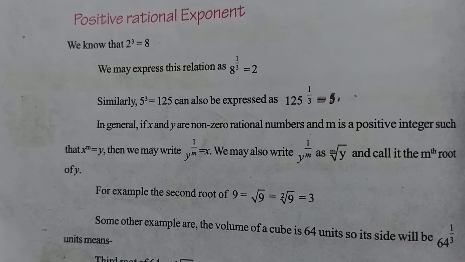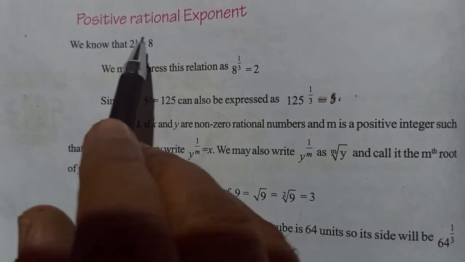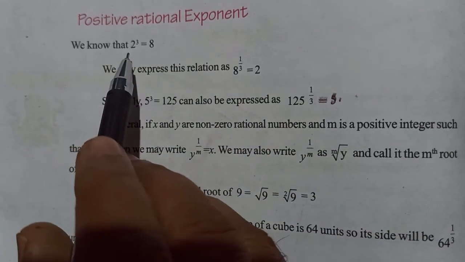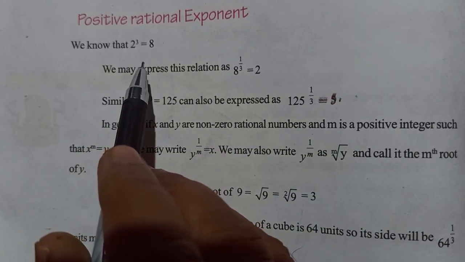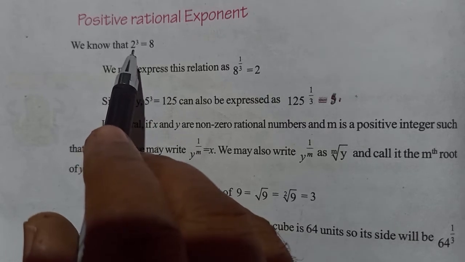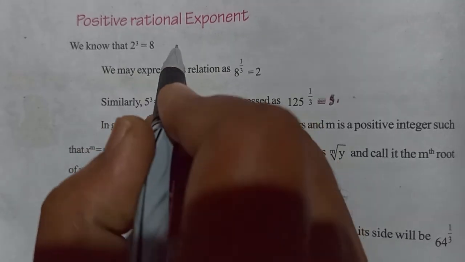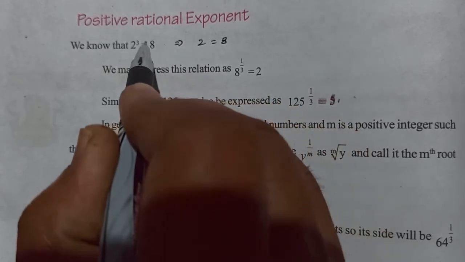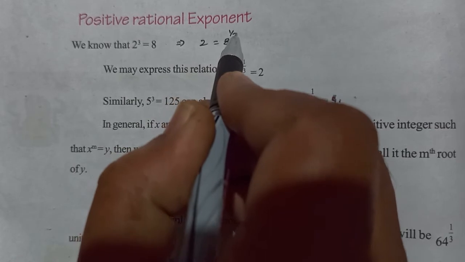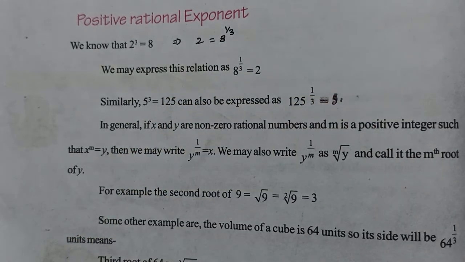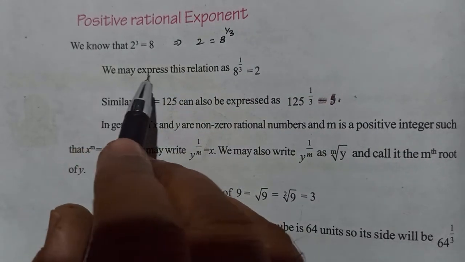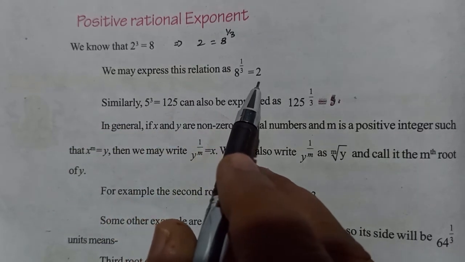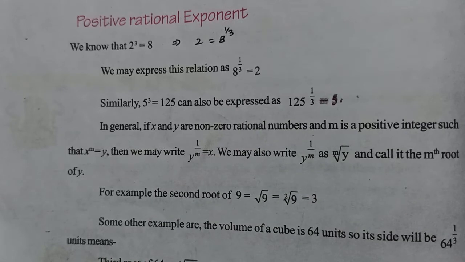Dear students, our today topic is positive rational exponent. We know that 2 power 3 is 8. 3 transpose to right side, we get 2 equals 8 to the power 1 by 3. We may express this relation as 8 to the power 1 upon 3 is equal to 2.